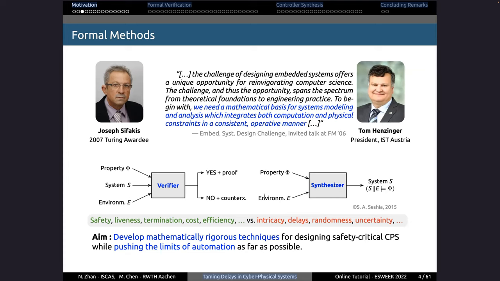Well, pushing the limits of automation as far as possible. In this talk, we mainly focus on the complex behavior related to delays.